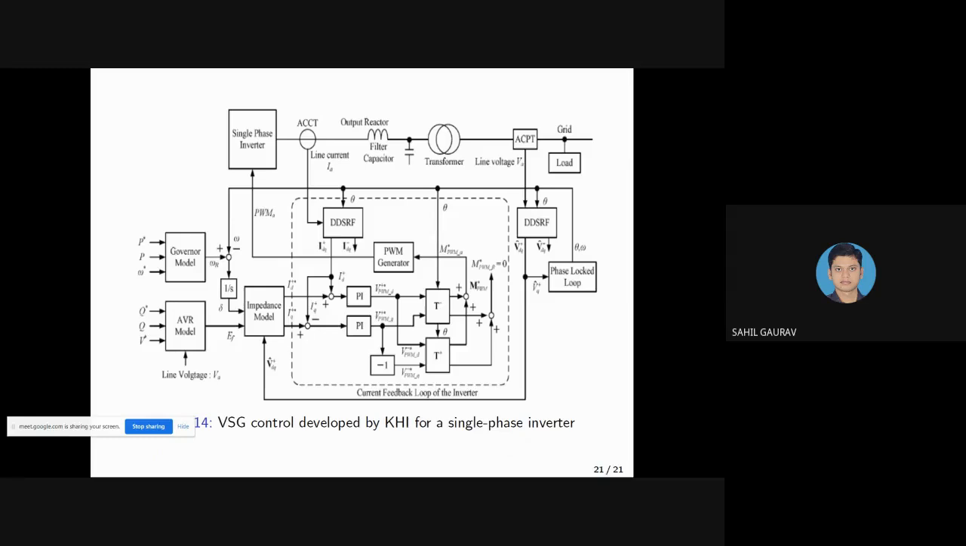That is, inputs are active and reactive power, and the outputs are frequency and voltage. In this type of control law, a first order delay can be used to emulate the inertia. Besides, an impedance model is also included in the KHI virtual synchronous generator control to emulate the stator impedance of a synchronous generator.